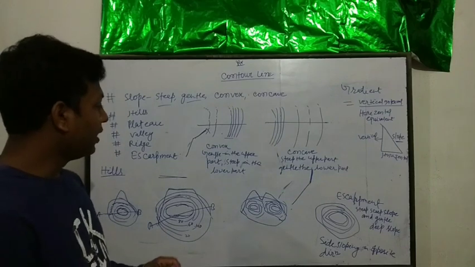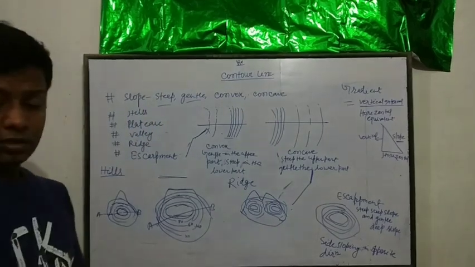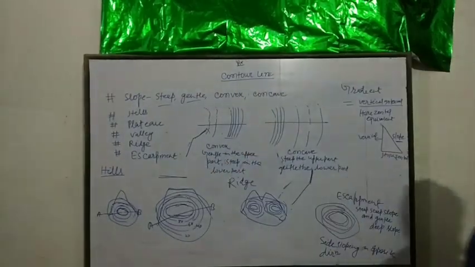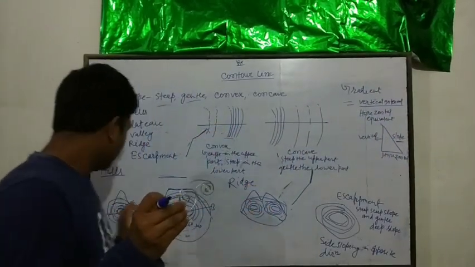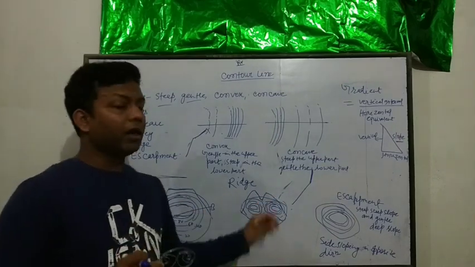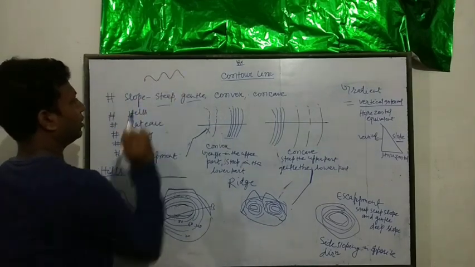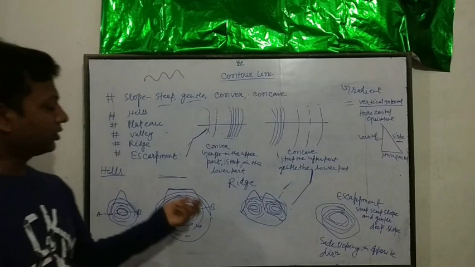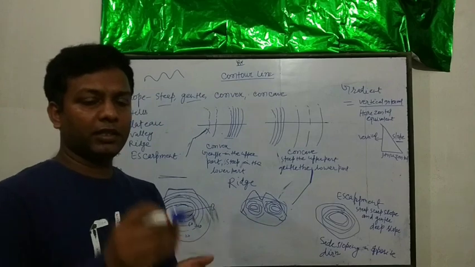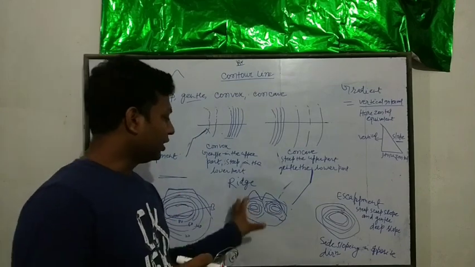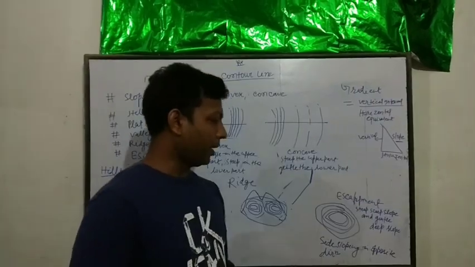Now we have a ridge. So what is the structure of a ridge? The structure of a ridge is like that. Two hills in a row, like a mountain range, we have a structure like this. If you find a structure like this in a topographical sheet, it is a ridge. Okay.